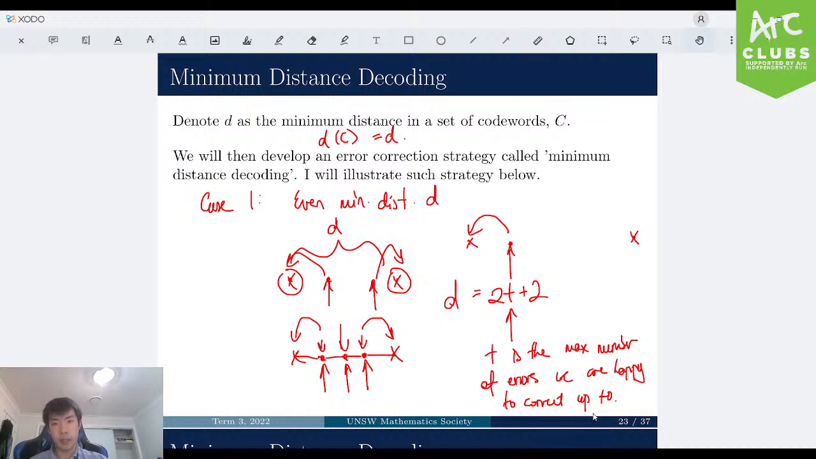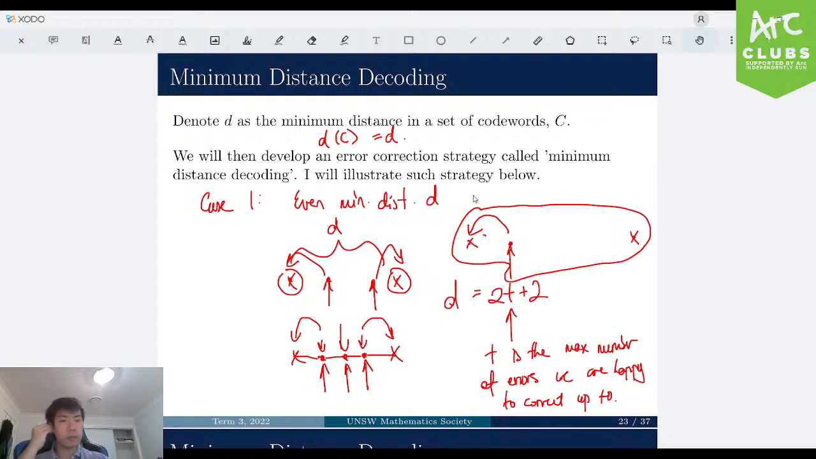I hope it also makes sense that we're using the minimum distance as our criteria, because that's the worst case scenario. If you had code words that were further apart, then you would have even stronger conviction to lean to one side. But we want a strategy that covers all scenarios, and in particular the worst case scenario. That's the point of using the minimum distance as our criteria.